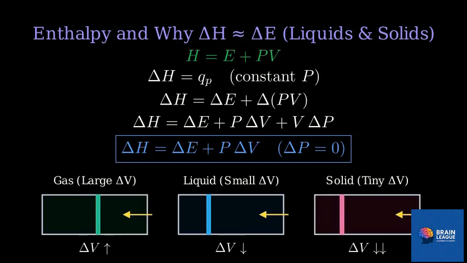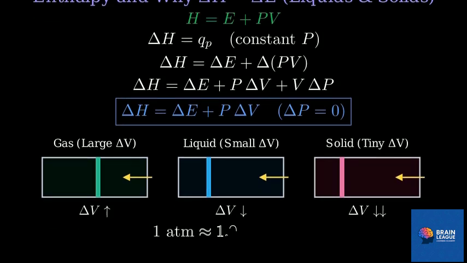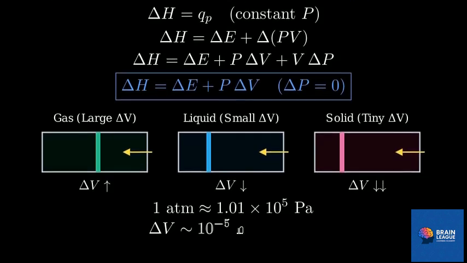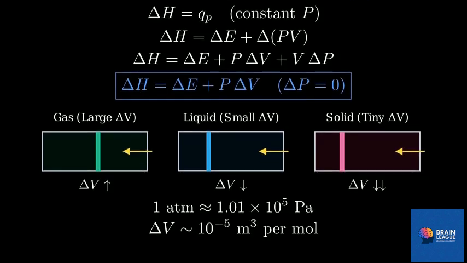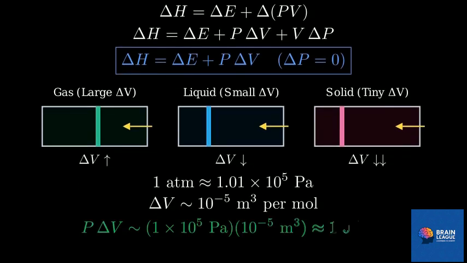Let's put numbers to this. Under ordinary conditions, pressure is about 1 atmosphere, which is about 1.01 times 10 to the 5 pascals. For many liquid and solid processes, the volume change per mole can be around 10 to the minus 5 cubic meters. Then P times delta V is roughly 1 times 10 to the 5 times 10 to the minus 5, which is about 1 joule per mole.